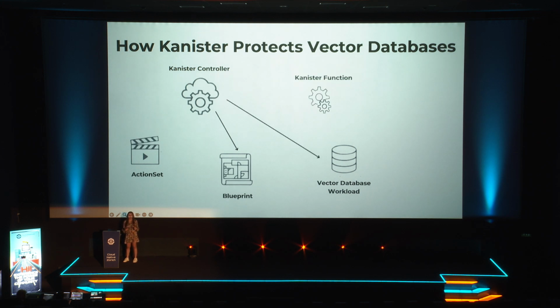Finally, to run the task, Kanister uses something called a Kanister function, and this function talks directly to the vector database using environment variables, secrets, and service definitions that we pass in. Kanister also includes a lightweight CLI called Kando, which handles the data movement for us during the workflow.